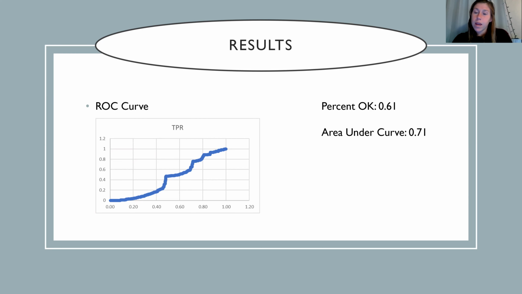To calculate my area under the curve, I did the true and false positive rate calculation, showing a 0.71, which is decent. It's not a 0.9, but it also isn't a 0.3, showing a decent area under the curve. And then I also received a percent OK of 0.61, showing more than half of my guesses were correct. So these are the results of my ROC model analyzing the term deposit data set off of Kaggle.